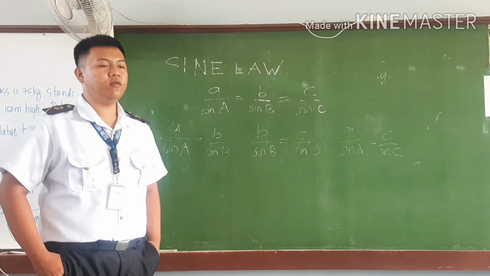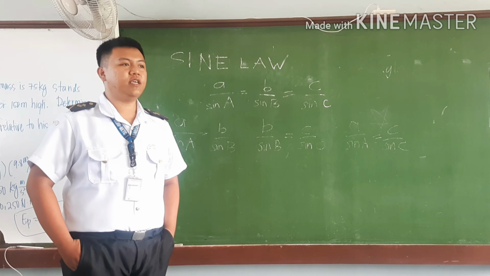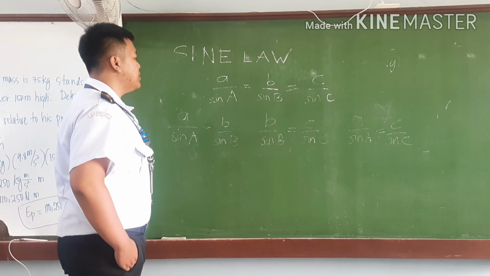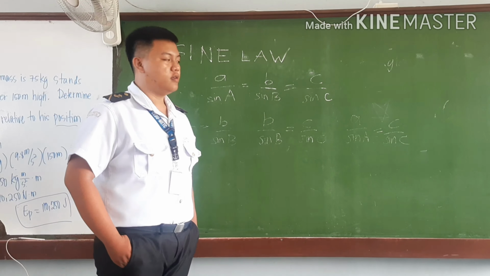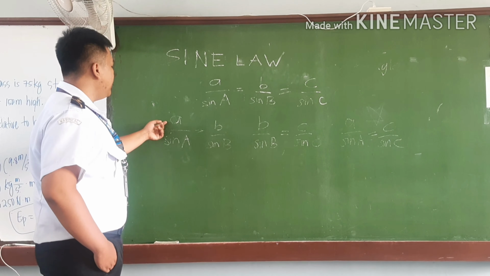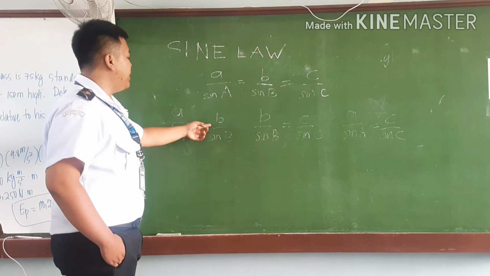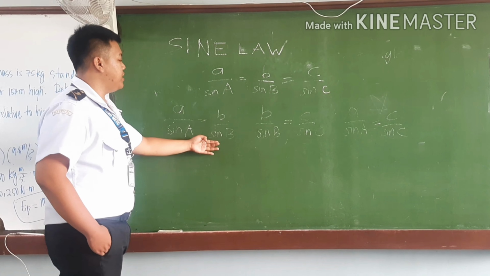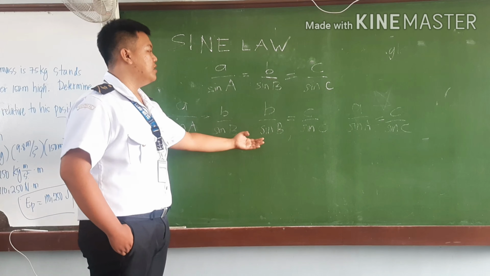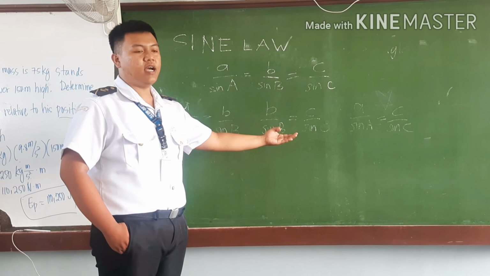So this is the sine law. We can use the sine law when we are looking for one missing part. If there are three given parts, we can use the sine law to find the missing part. For example, we have side A over its angle A, and side B over its angle B. We follow these different angles and sides to find the missing angle or side.